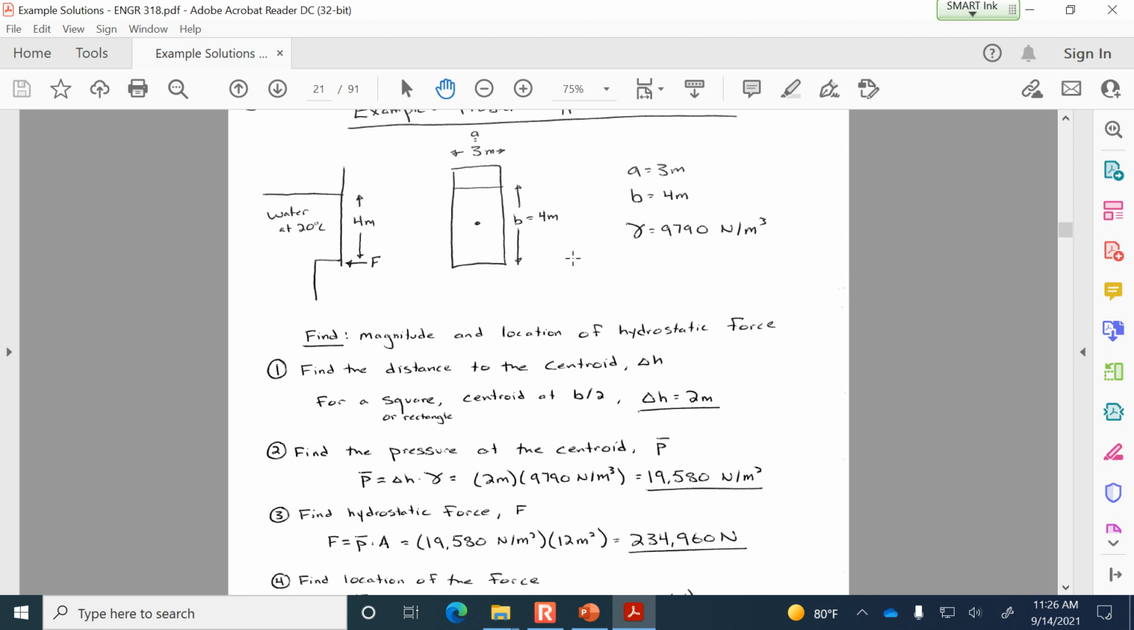So then the pressure at the centroid multiplied by the area gives us 234,960 newtons. Okay, so that's the magnitude of the force. Now finally, the trickiest part is finding the location of the force. So force location.